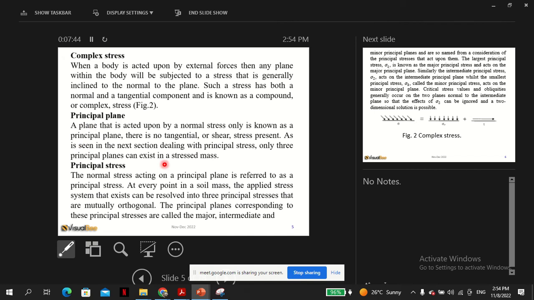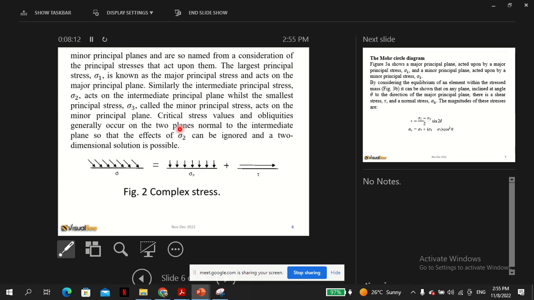So we are going to talk about this in detail. The principal stress, the normal stress acting on the principal plane, is referred to as the principal stress. At every point in the soil mass, the applied stress system that exists can be resolved into three stresses that are mutually orthogonal. The principal planes corresponding to the principal stresses are called the major, intermediate, and the minor principal planes, and are so named from consideration of the principal stresses that act upon them.